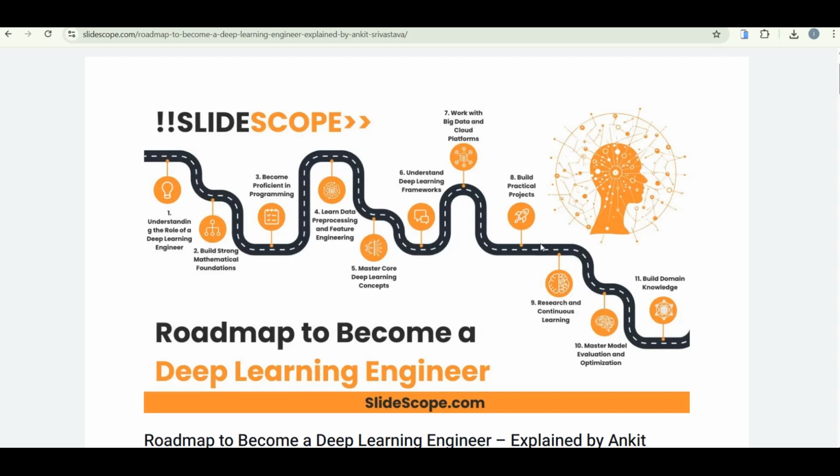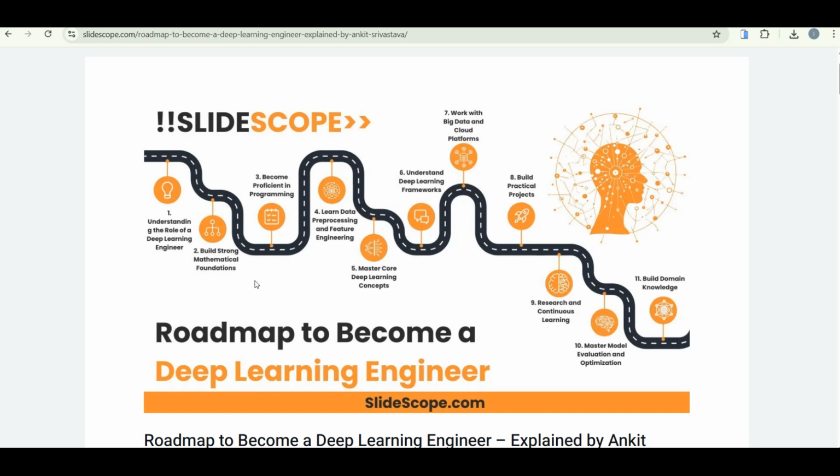Today we are discussing the roadmap to become a deep learning engineer. If you are planning to become a deep learning engineer, this roadmap will help you in getting started, or if you have already completed some steps, then you will know what is the next step you can take in this particular journey.